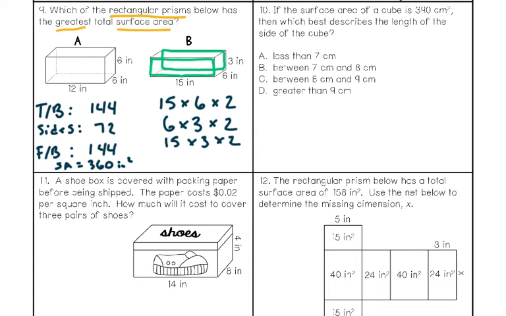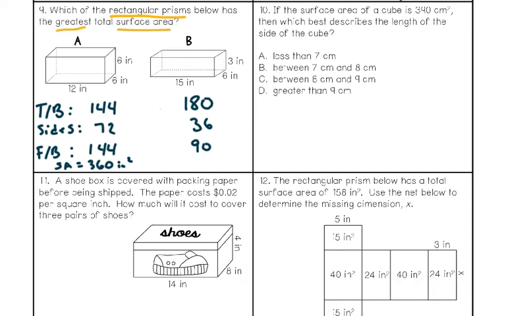15 by 6 is 90, times 2 is 180. 6 times 3 is 18, times 2 gives me an area of 36 for the sides. And then 15 times 3 times 2 is 90. And now I need to find the total surface area for B. So I'm going to add these 3 numbers together, which gives me a total surface area of 306 square inches. The question wanted to know which one has the greatest total surface area. That would be A. 360 is bigger than 306.